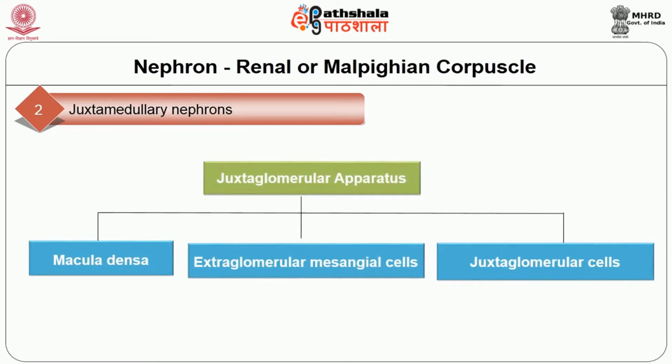Here you can see the juxtaglomerular apparatus, which is the specialized organ situated near the glomerulus of each nephron. The word juxta means near. It is a specialized structure formed by the distal convoluted tubule and the glomerular afferent arteriole. It is located near the vascular pole of the glomerulus and its main function is to regulate blood pressure and the filtration rate of the glomerulus. It consists of three parts: macula densa, extraglomerular mesangial cells and juxtaglomerular cells.